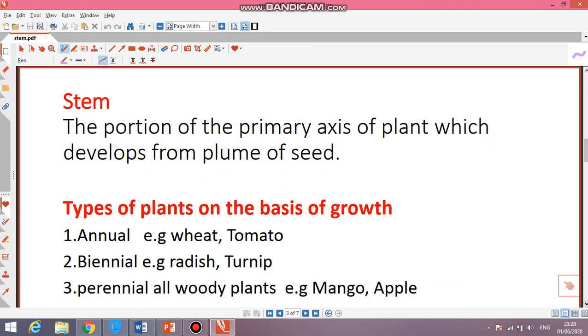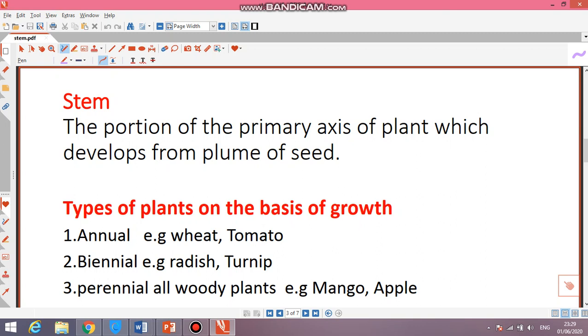Now stem can be defined as the portion of the primary axis of plant which develops from the plumule of seed. Stem has nodes and internodes. The part of stem from where leaves arise is called node. The part of stem between two nodes is called internode. And stem shows positive geotropism and always tries to grow upward.